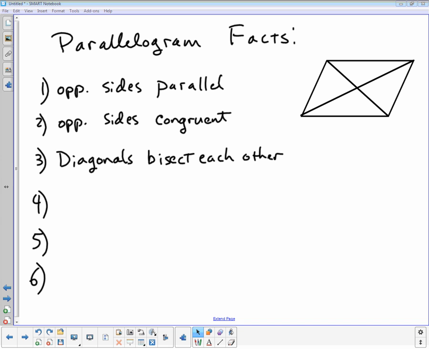Okay, so these are some facts about parallelograms as we currently know. And in fact, we're going to come to these conclusions as to what these next three are. Actually, you're going to come up with those. You're going to figure them out yourselves. So, if we're ready, let's go through it.